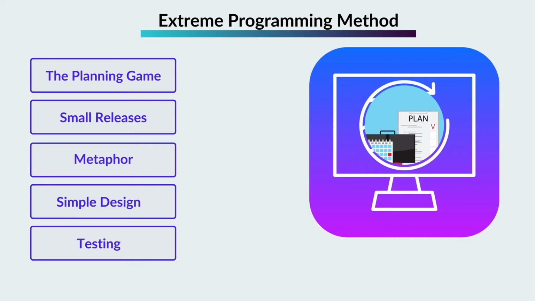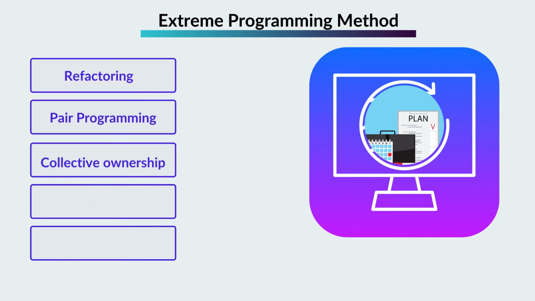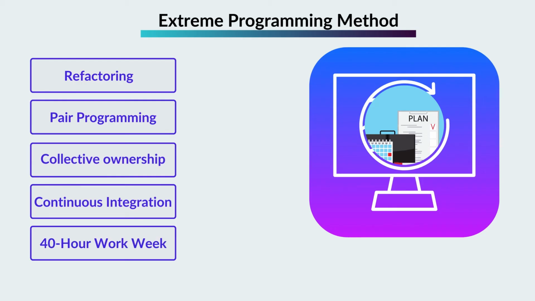Simple design. The XP framework emphasizes simple and flexible design, which is easy to adapt to changes and extend as per the project requirement. Testing. XP promotes automated unit tests, functional tests, and acceptance tests at each increment to catch early defects. Refactoring. XP promotes ongoing code refactoring to improve code quality and maintainability. Pair programming. Developers work in pairs to write code collaboratively, which leads to better code quality, knowledge sharing, and reduced defects.